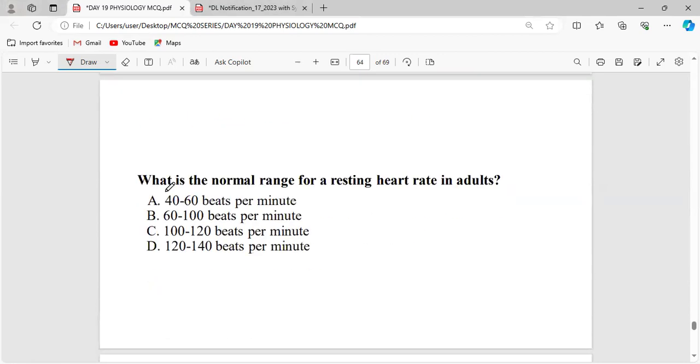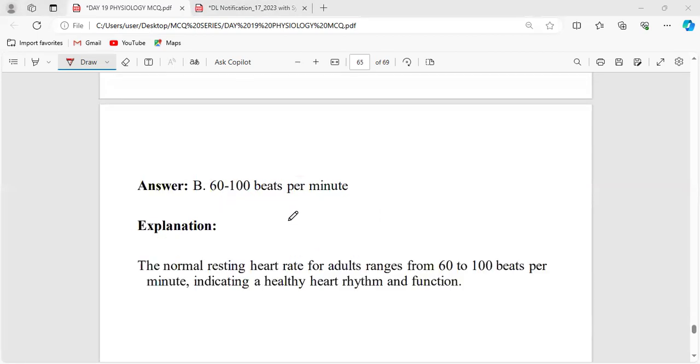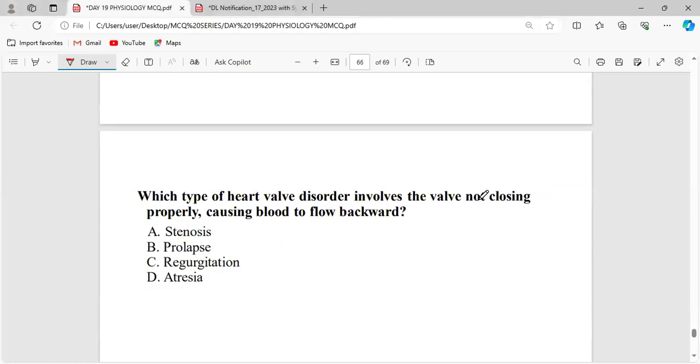Okay. Now, what is the normal range for a resting heart rate in adults? Normal range. How many beats per minute? That will be 60 to 100 beats per minute.